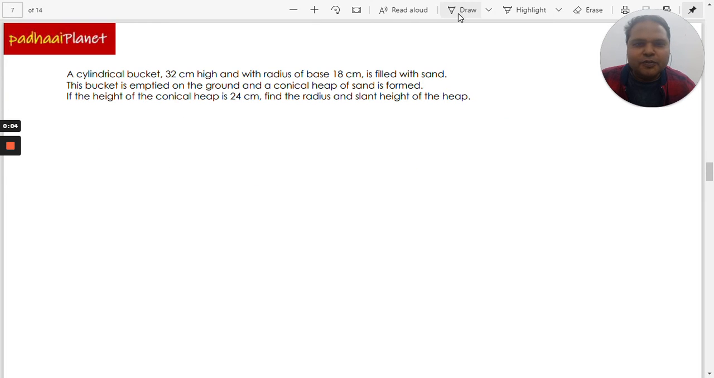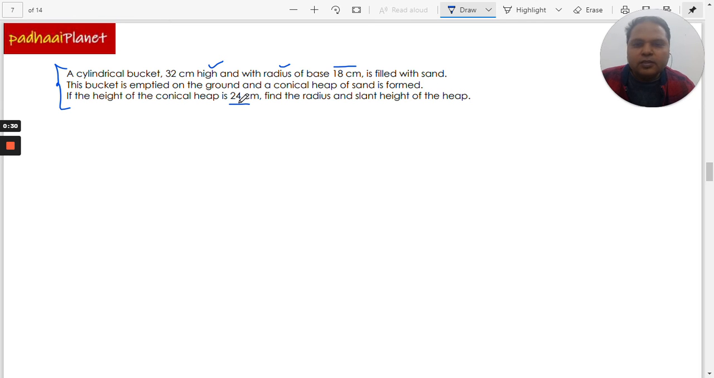And the question which we have right now to be solved is this. It says that there is a cylindrical bucket of 32 centimeter high and the radius of the base is 18 centimeter. And that's filled with sand, right? So now this bucket is emptied on the ground and a conical heap of sand is formed. The height of the conical heap is 24 centimeter. Find the radius and the slant height of the heap.